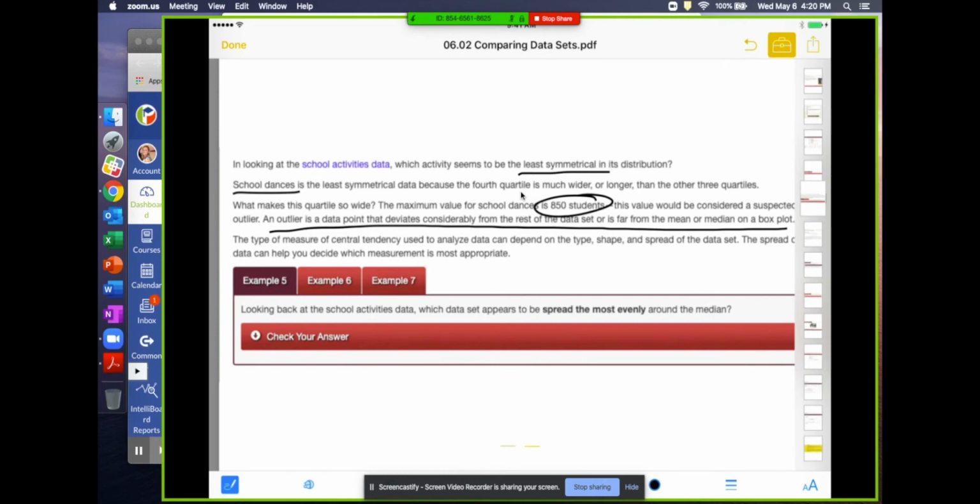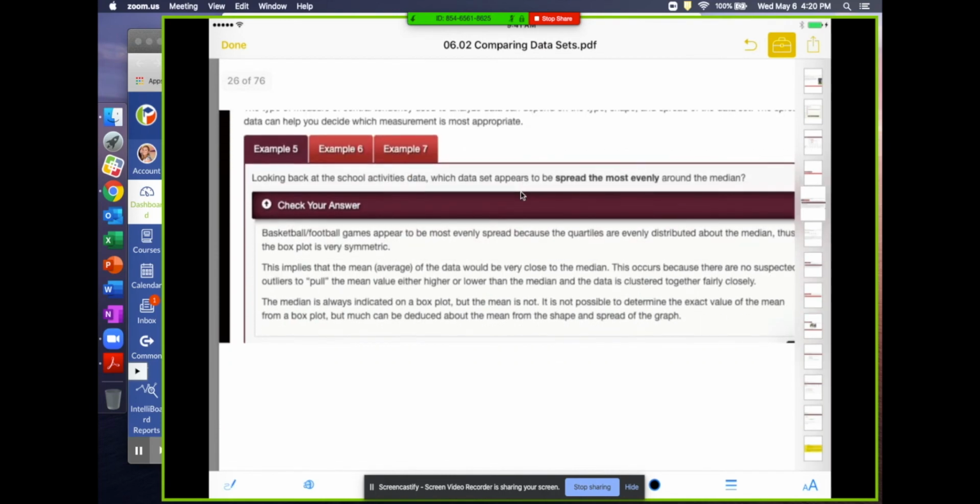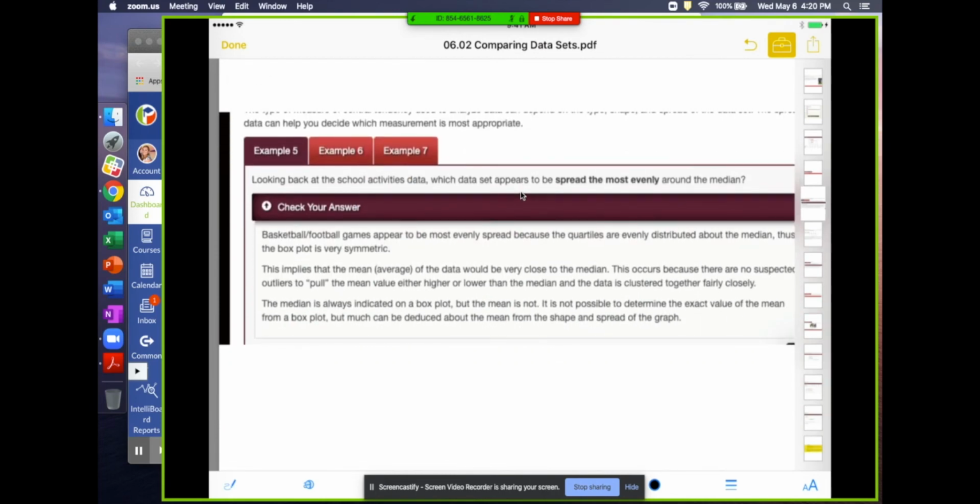The type of measure of central tendency used to analyze data can depend on the type, shape, and spread of the data set. The spread of the data can help you decide which measurement is most appropriate. So looking back to the school activities data, which set appears to be spread most evenly? You would have to go back and look at the box plots. That's definitely going to be our basketball and football games. If you were to take a knife or whatever and cut it in half, it's going to be the same on both sides. This implies that the mean or the average of the data would be very close to the median. So mean and median are two different ways that we can analyze the central tendency.